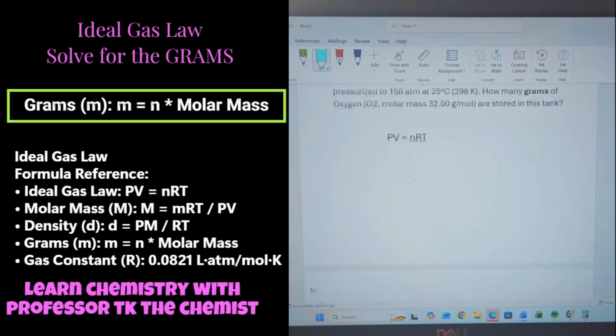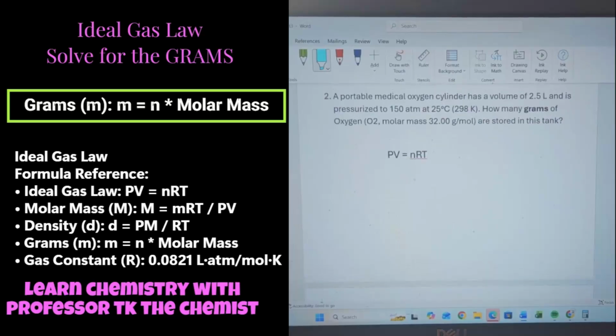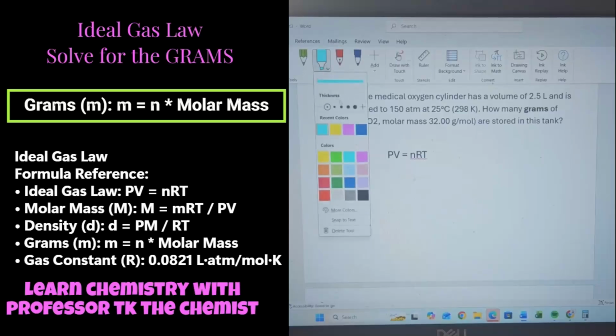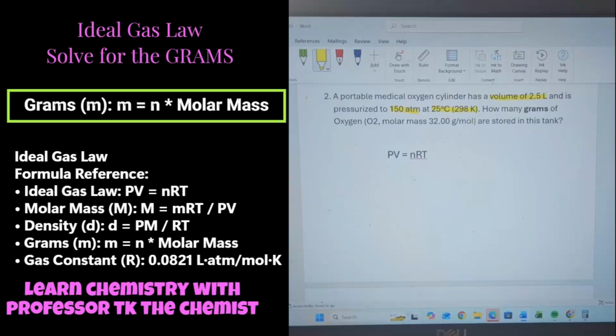We're on number 2, and it says, a portable medical oxygen cylinder has a volume of 2.5 liters. Let's go ahead and highlight the things that we already know that are given to us in the problem. So they're giving us a volume of 2.5 liters and is pressurized to 150 atm at 25 degrees Celsius, which is equal to 298 Kelvin. And then they're giving us the molar mass, which is going to save us some time because they want to know how many grams of oxygen are stored in this tank.